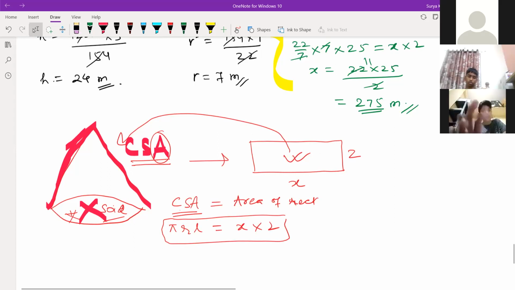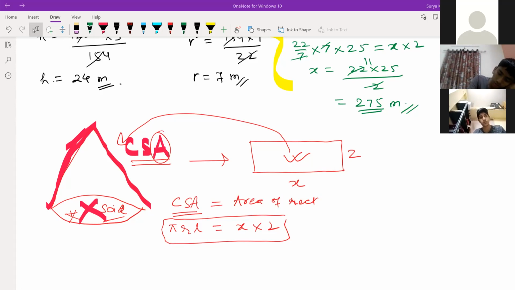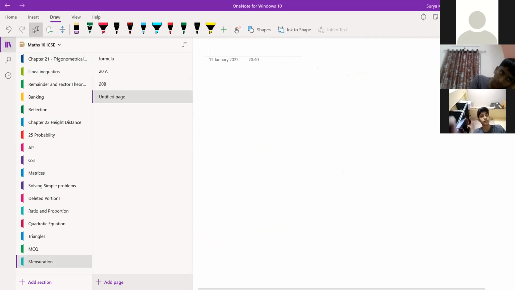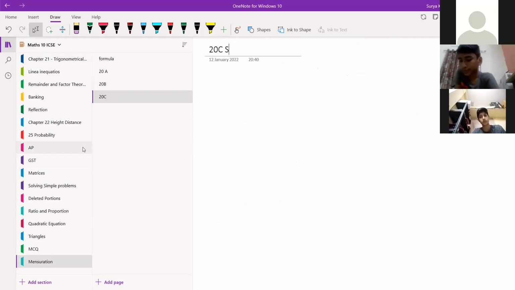Okay, next question is, okay, now we are going to start the sphere one. Okay, you know sphere. What is sphere? A sphere question we are going to do now. I'm just changing here the exercise name. That is 20C. I'm writing now 20C, and I'll write here sphere.